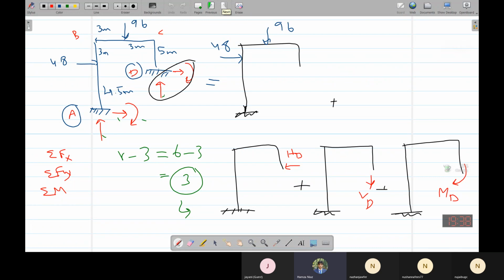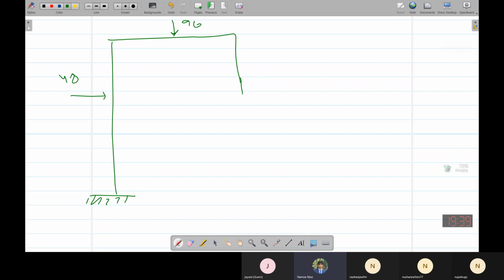So this is our third structure. Let's draw it. This is our primary structure. How do you think that it will deflect? Something like this. This horizontal force will cause it to move rightwards. This 96 will cause it to move downwards this time. And then we can draw them like this. So this is the approximate elastic curve of this structure.